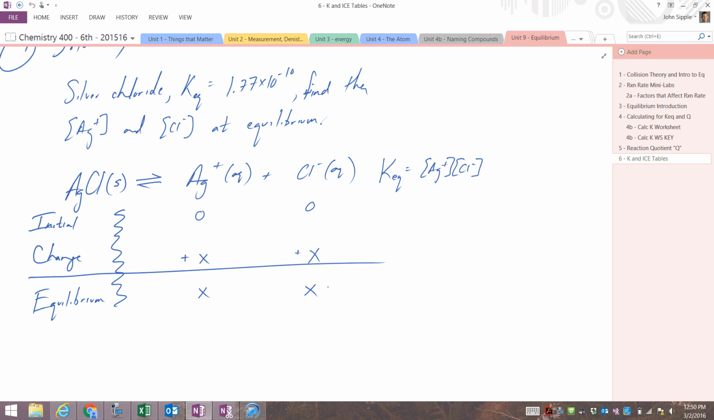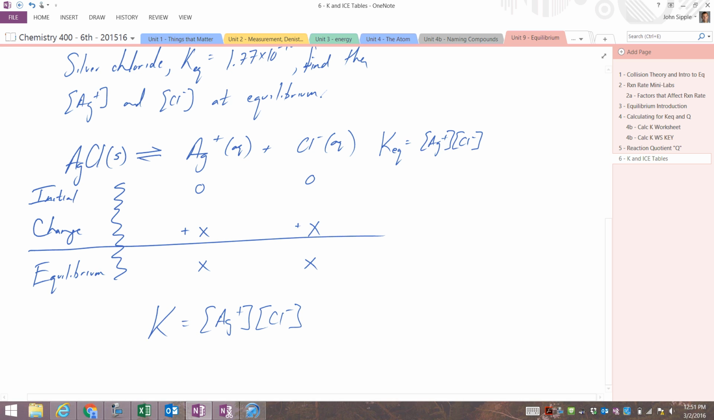now we can just go ahead and plug this into our equilibrium expression. Okay, so we have K equal to the concentration of silver ions, I'm just going to write it again for completeness, times the concentration of chloride ions. So if we just plug our known values in here, they gave us the K in the problem, 1.77 times 10 to the minus 10. That's equal to x times some value x.